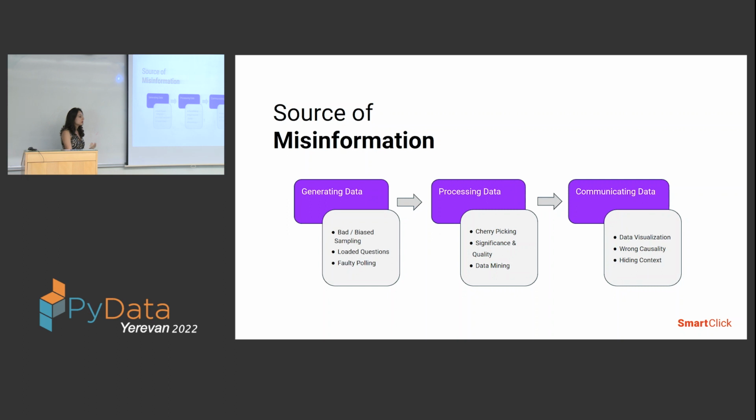We have to understand who the survey was made by, and what were the questions asked. The next part is processing data. Here we can have cherry picking, significance, and quality of the data, and data mining. This is the part where we are getting our raw data and making it more readable for our next step of visualization, which is communicating data.